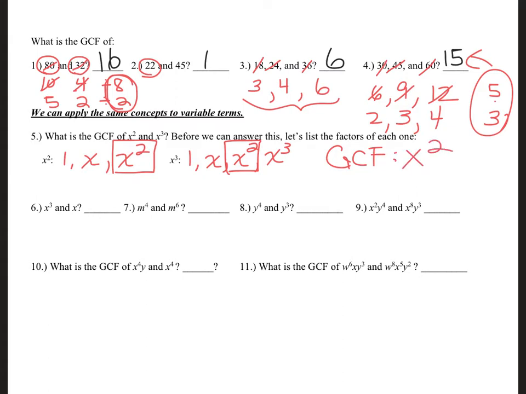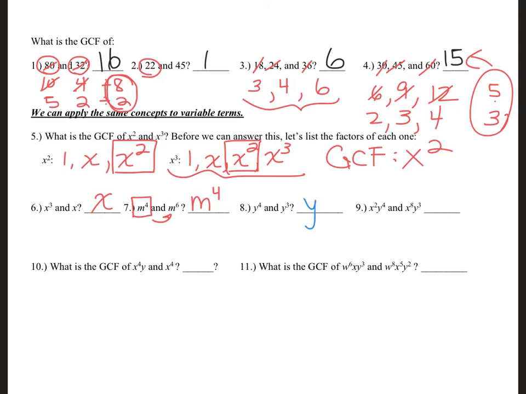So now if you think about it, for number 6, the GCF of x to the third and x is just x, because if I list all of my factors of x to the third, that's what I get. But for x, it's just 1 and x. So the largest one that they have in common is x. So for number 7, m to the fourth and m to the sixth, the GCF would have to be m to the fourth. So basically the greatest common factor is as many m's as they have in common. Since we've got a maximum of 4 that they have in common, it's got to be m to the fourth. So take a moment, try 8 and 9.